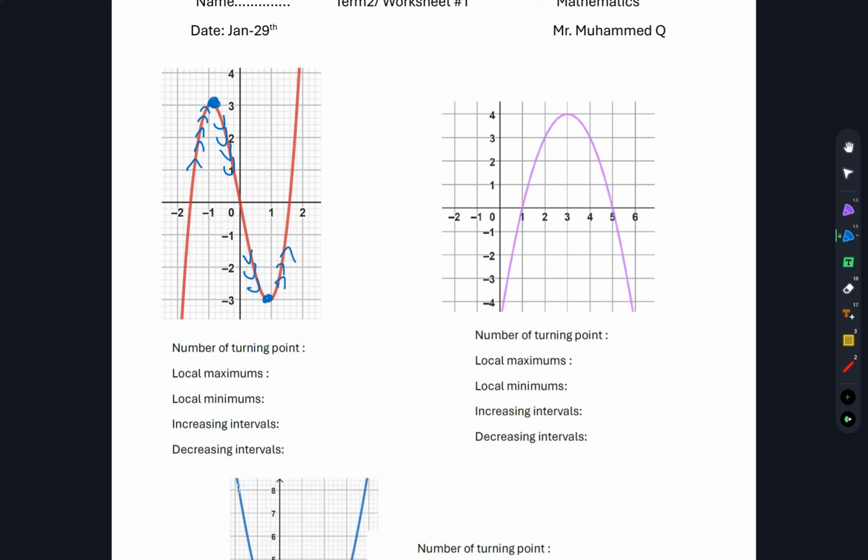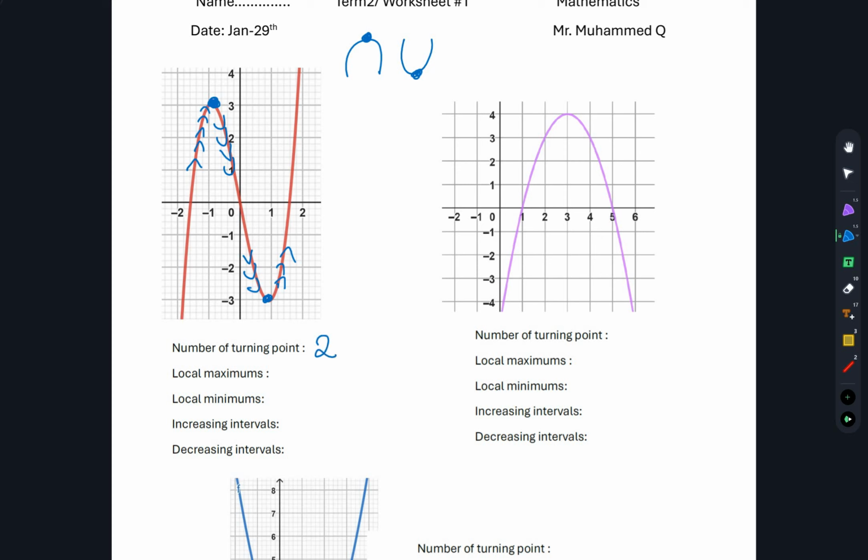Agree? So students, these 2 points are called turning points, and usually the turning point is going to be the point on top, this point, or this point. These are both turning points, okay? So how many turning points do you see in the graph? We say we have 2.